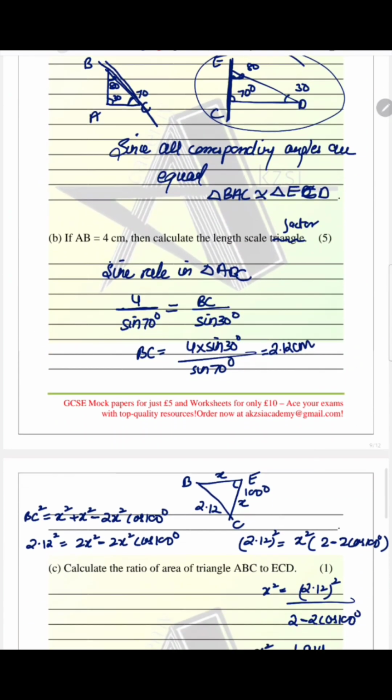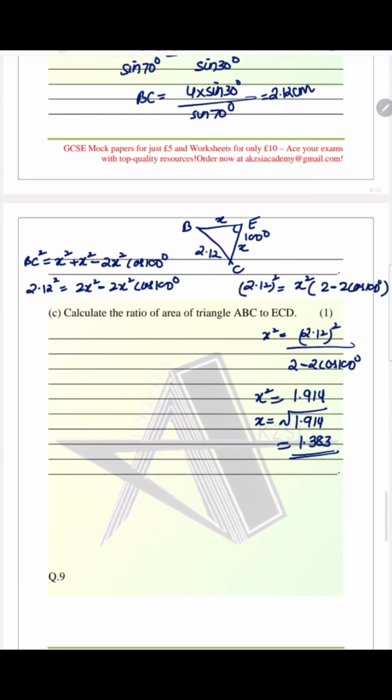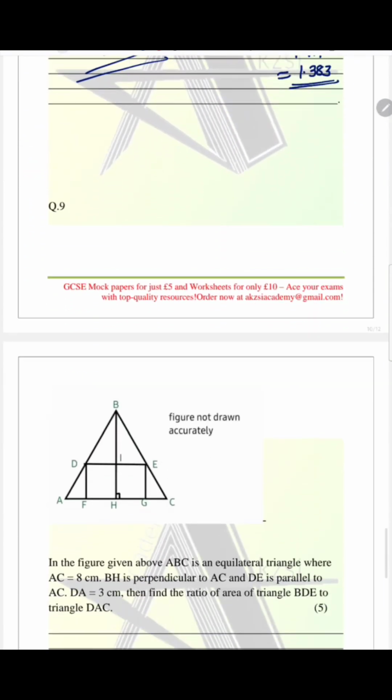So obviously the ratio is what? The area scale factor. So it's going to be 2.89 whole squared, because the area scale factor is always the square of the length scale factor. So it's going to be the square of 2.89, which is 8.35 to 1. So 8.35 will be the area scale factor, or the area of ABC to ECD.